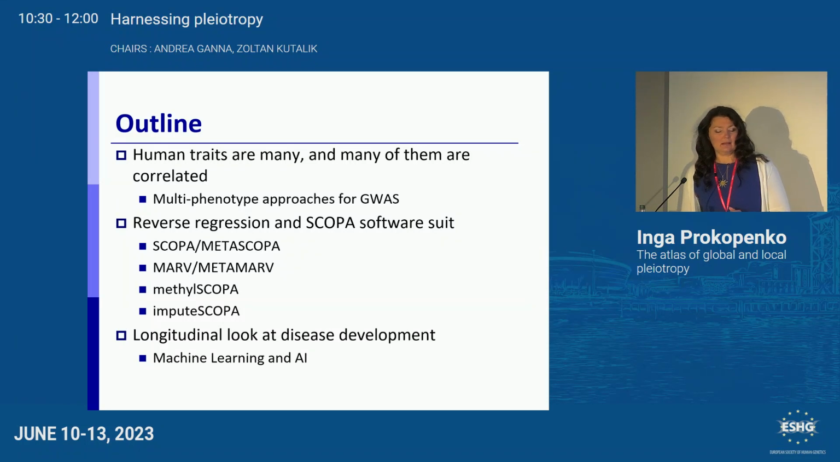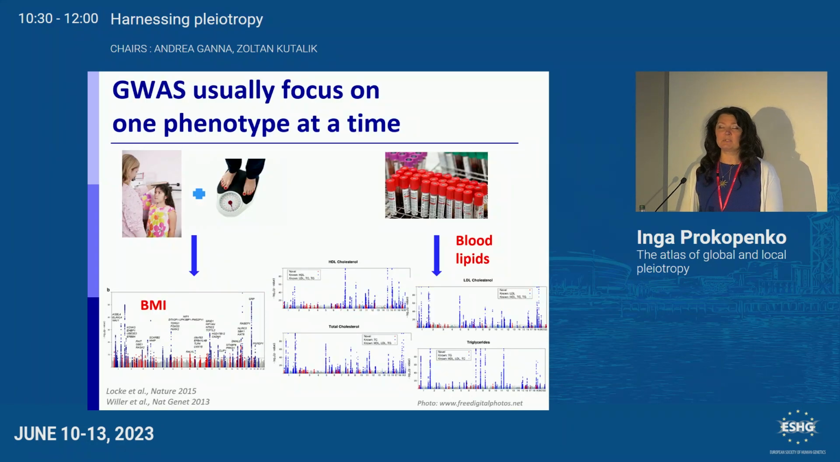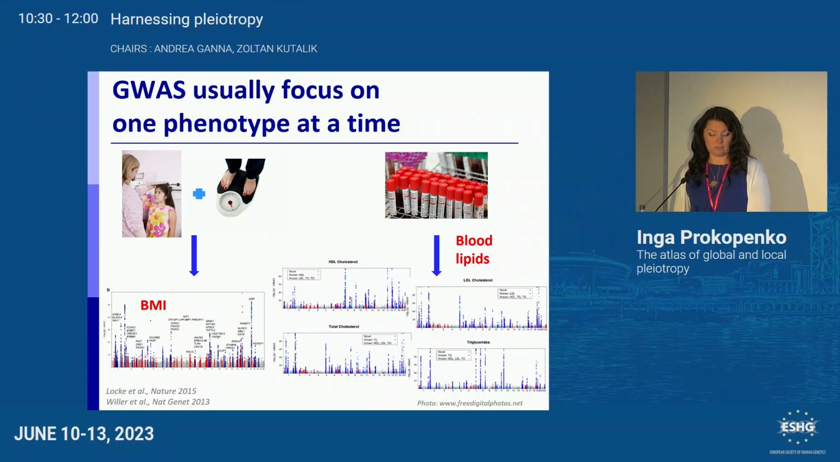So I will show you some examples today with some methodologies, and we'll discuss multi-phenotype approaches. Pleiotropy is about multi-phenotype effects, and let's start by thinking about multi-phenotype effects on examples. What we usually do in GWAS, and probably most of you have done some kind of genome-wide association study analysis, is run individual phenotypes, and this has been happening since 2008.